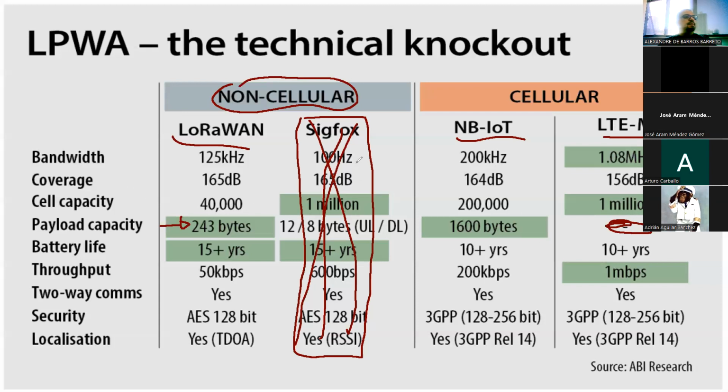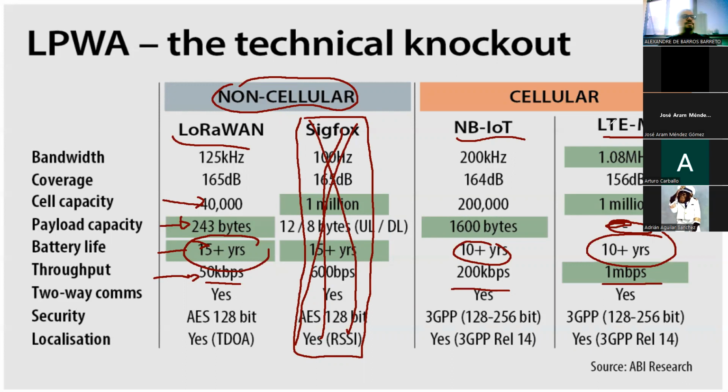Another important thing, the number of devices that you can have in one cell is 400,000 in LoRa, 200,000 in NB-IoT, and 1 million devices in LTE-M. Okay. The battery life is around 15 years in LoRa. In NB-IoT, 10 years. And LTE-M, 10 years. Okay? And the throughput is another important thing. It's 5 kilobits, 2 kilobits, and 1 megabit, sorry.